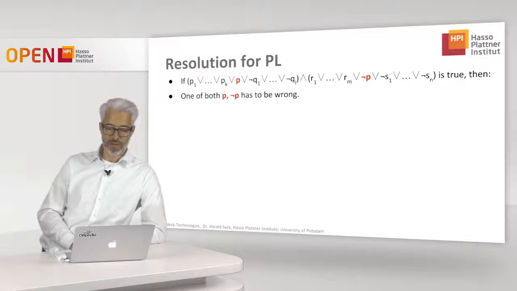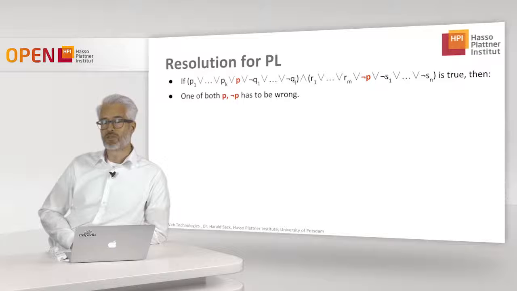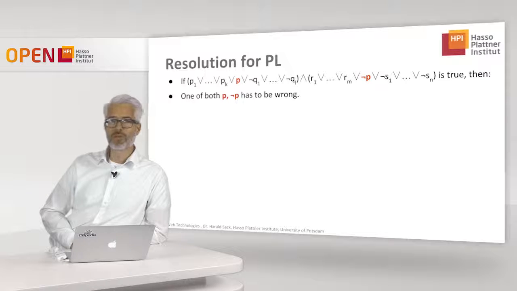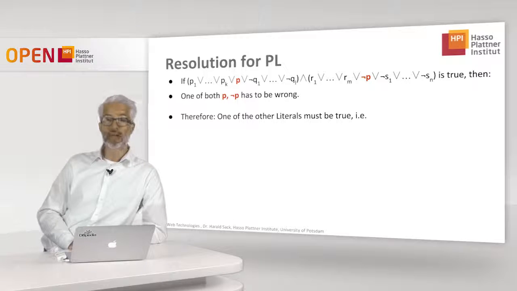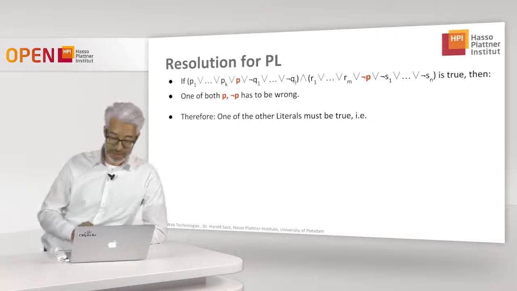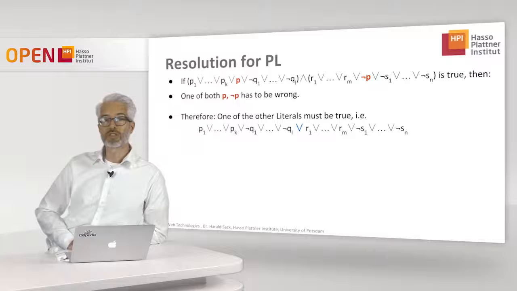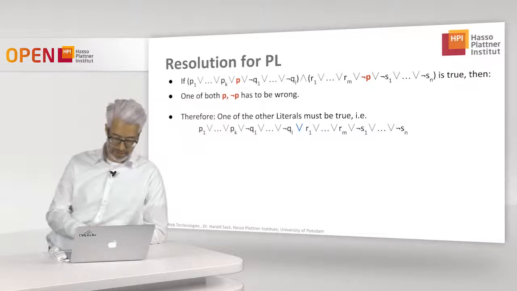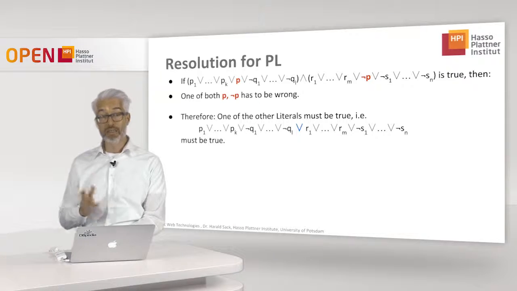This is quite clear. The other way around, if the original expression really is true and we know one of the both, P or not P, must be wrong, this means that definitely at least one of the other literals within these two clauses must be true. Otherwise, it would not compute true. So this, of course, is the basic principle. And this means that the expression, the disjunction of all the other literals, again, must be true, because at least one of them is true. So this is the basic principle.